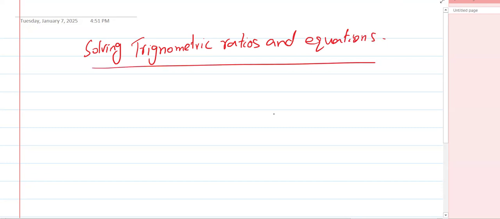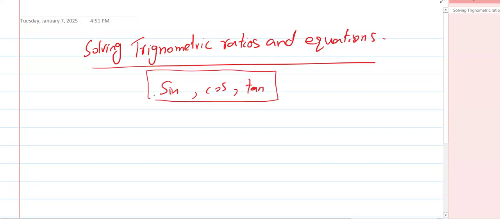Before we start solving, there are a total of 6 trigonometric ratios: sine, its reciprocal, and so on. But for IGCSE, we will take only 3 trigonometric ratios: sine, cosine, and tangent.